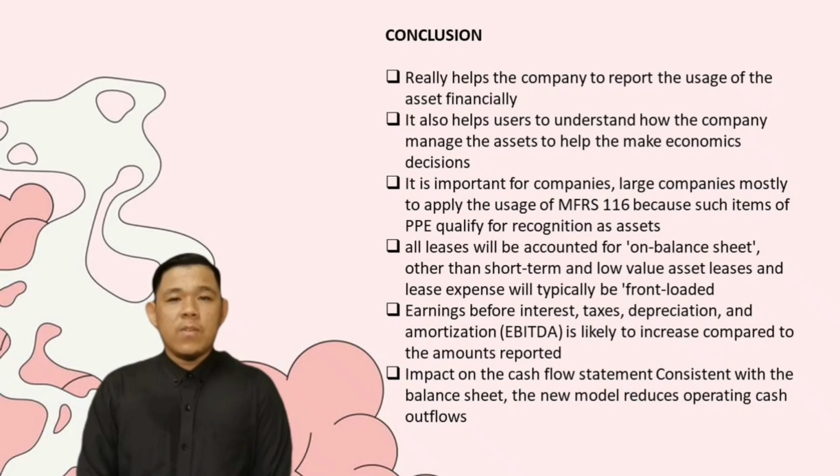The impact on the cash flow statement is consistent with the balance sheet. The new model reduces operating cash outflow with a corresponding increase in financing cash outflow for principal repayment, compared to the amount reported today, to reflect the economics of a financing arrangement. As a conclusion, MFRS 116 has a lot of impact on the financial statements as well as benefit for the companies who use the reporting standard.